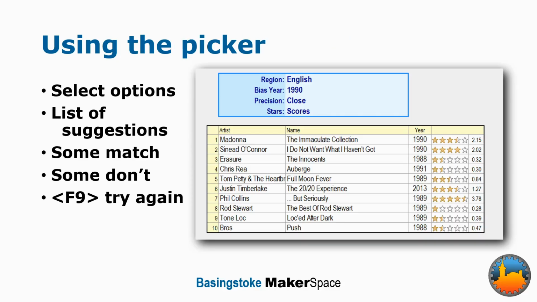Here's what the user sees. In blue at the top, there are questions the user answers, such as which year the album should come from, how close we want to match the year, which set of scores we should use, and how we should interpret them. As these input options are adjusted, a random list of 10 matching albums is automatically shown.